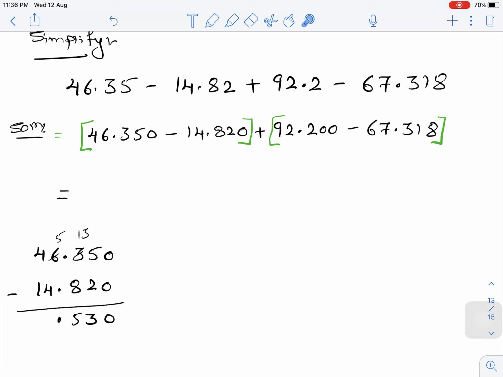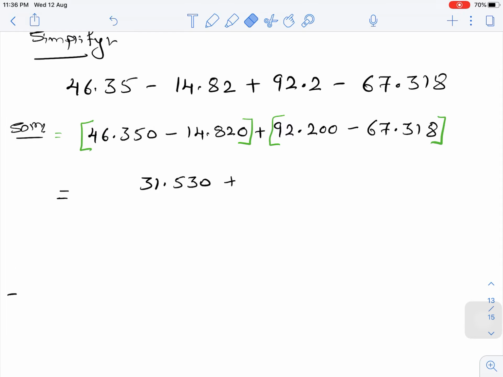Now decimal below decimal, so we will write it here. Next one 5 minus 4, so that is 1, and 4 minus 1, that is 3, okay. So what is our answer over here? 31.530. Now we will first subtract these other two numbers, okay. So I am just cleaning this one.